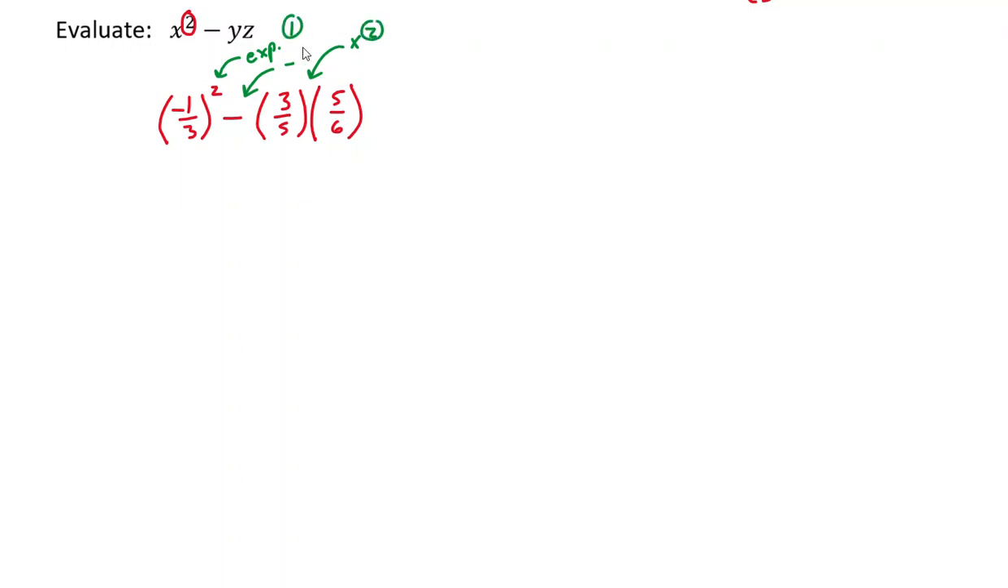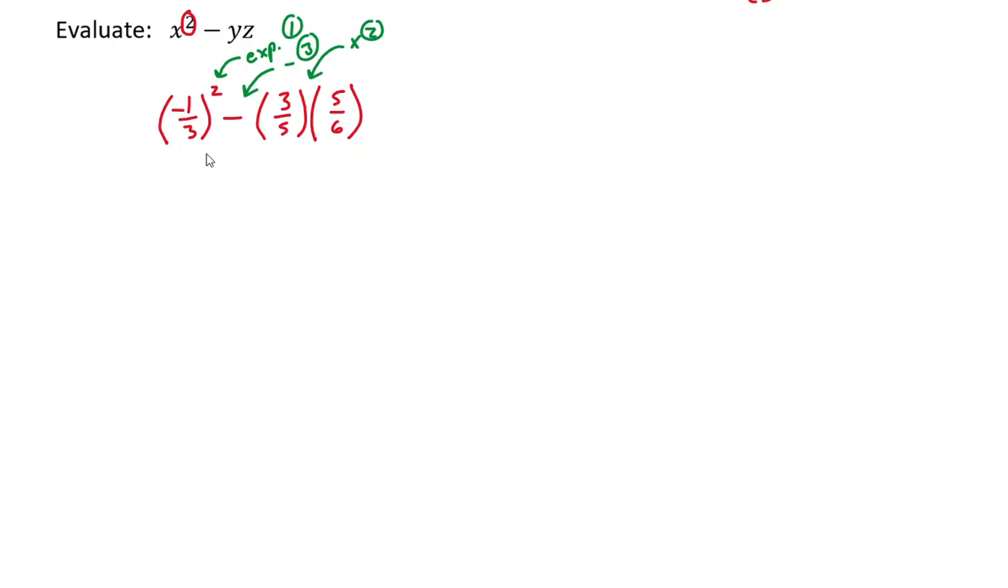Okay, let's do one more problem here. Remember that x is negative 1/3, and we're going to square that, minus y is 3/5, and z is 5/6. We're going to think about order of operations for just a minute. Remember, we're going to do the exponent first. We have a subtraction problem there, but before we do that, we're going to do this multiplication problem. So the order is going to be 1, 2, 3.